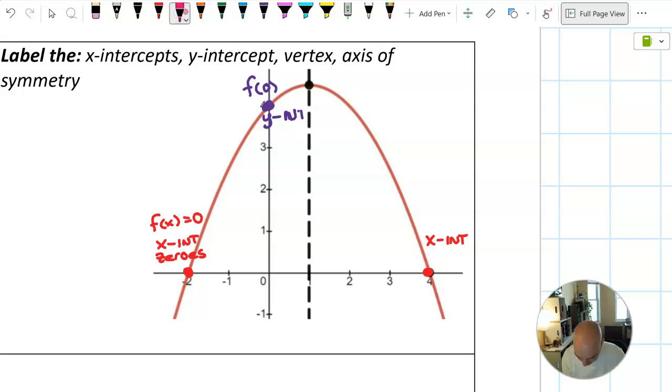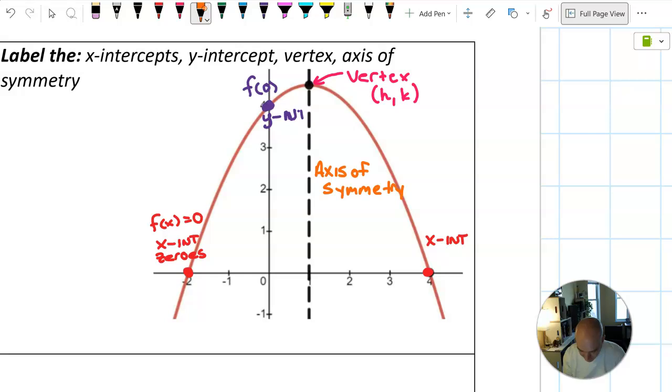The other feature of a quadratic or a parabola that's really nice is, of course, the vertex. And if you have this thing in vertex form, then that vertex is given by the h and k. And then the final piece of a quadratic is the axis of symmetry. Axis of symmetry. And that is the vertical line where if you folded the quadratic, the parabola from left to right, it would look the same. And the axis of symmetry always passes through the vertex.